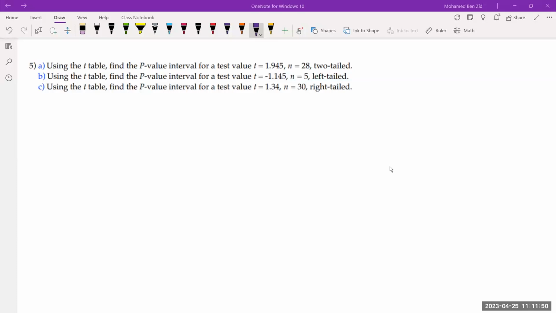All right, so question number 5A, we are using the t-table here to find the p-value, and then basically they give you how many tails? Here, 2 tails. They give you the t-value, they give you the n, all right? So I think the best way to do this is start graphing it.